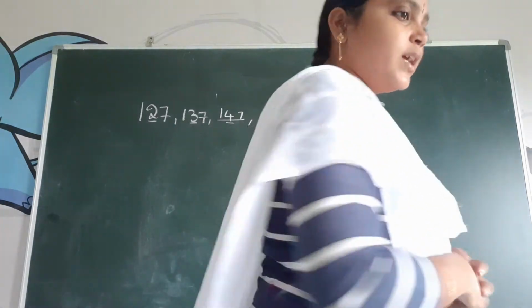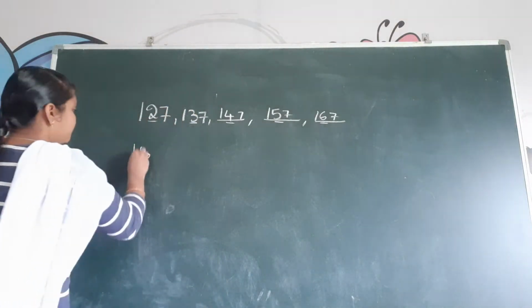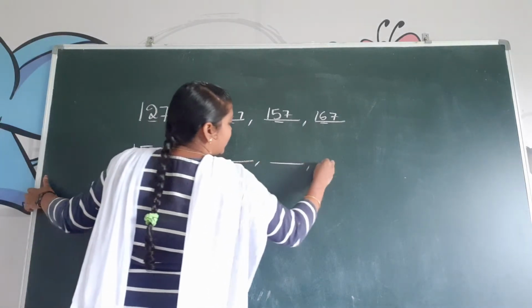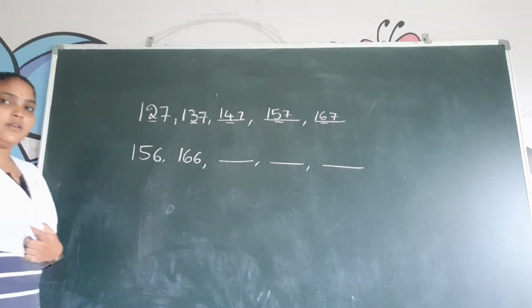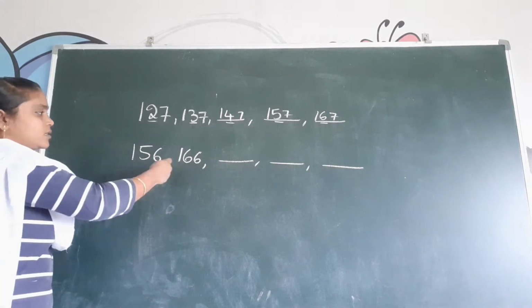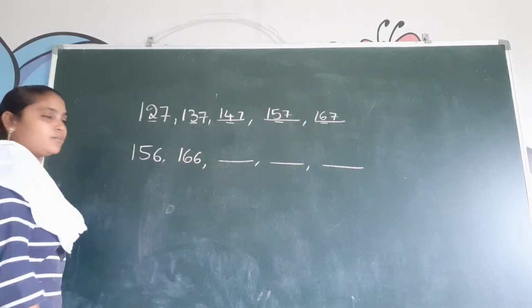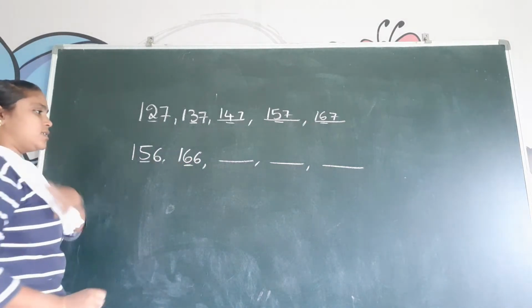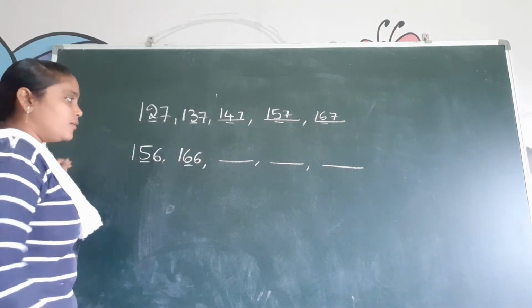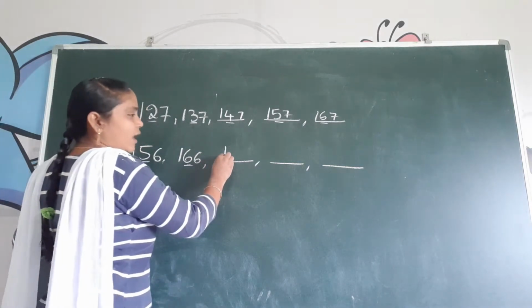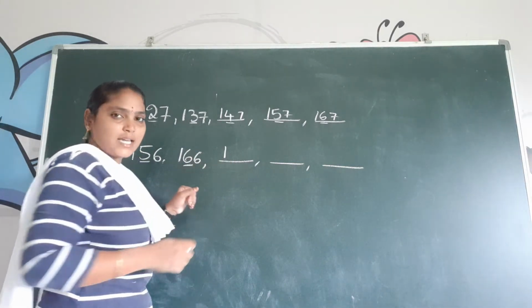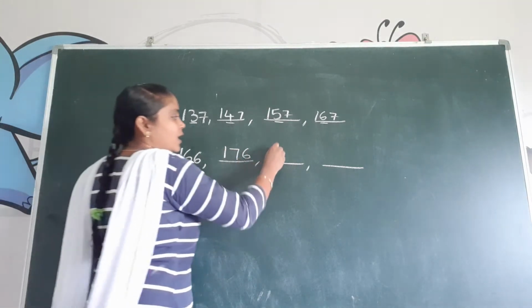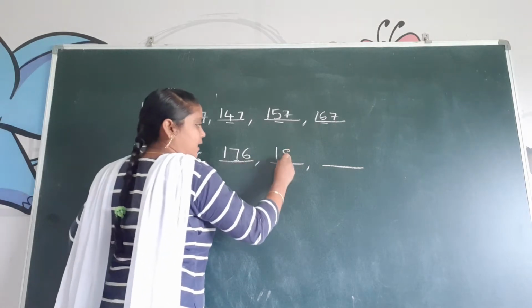So next, the second one given is 156, 166. So write the remaining 3, children. What is 10 more? Here you have to write 10 more numbers. 156 and 166. So which number comes after 166? 176, no children. 10 more. So 176 and 186.